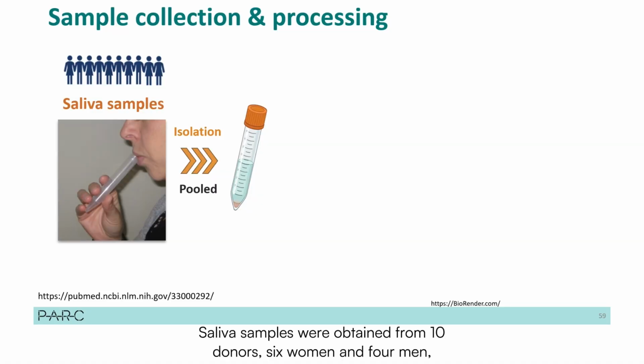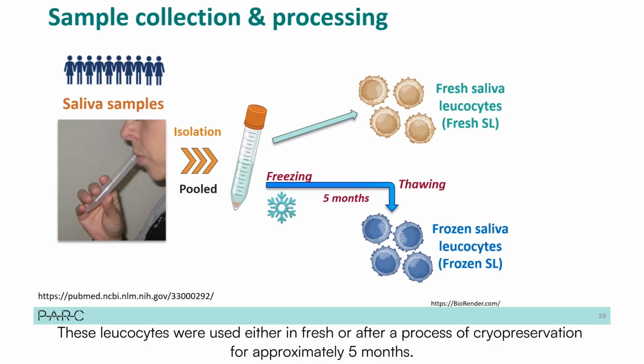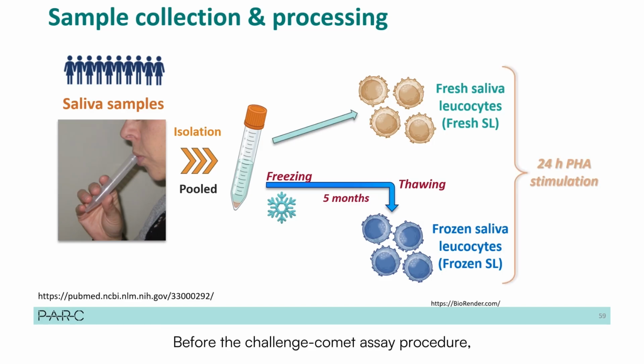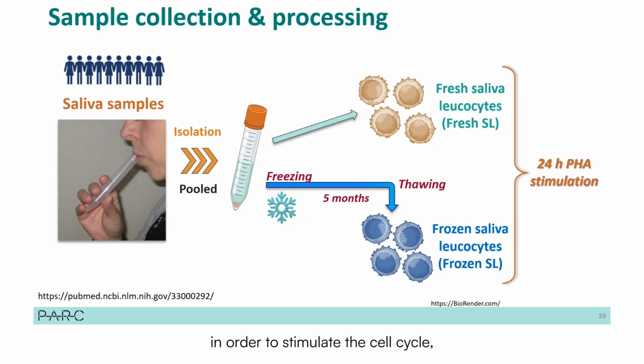Saliva samples were obtained from 10 donors, 6 women and 4 men, and leukocytes were isolated according to the procedure previously explained. These leukocytes were used either fresh or after a process of cryopreservation for approximately 5 months. Before the challenge-comet assay procedure, these cells were incubated for 24 hours in the presence of phytohemagglutinin in order to stimulate the cell cycle, since leukocytes are usually quiescent cells. They are in G0 phase of the cell cycle.